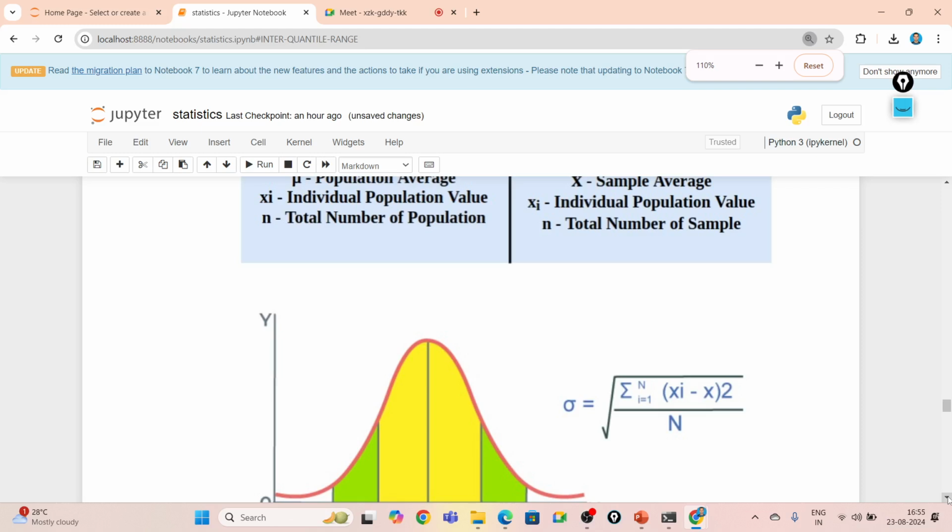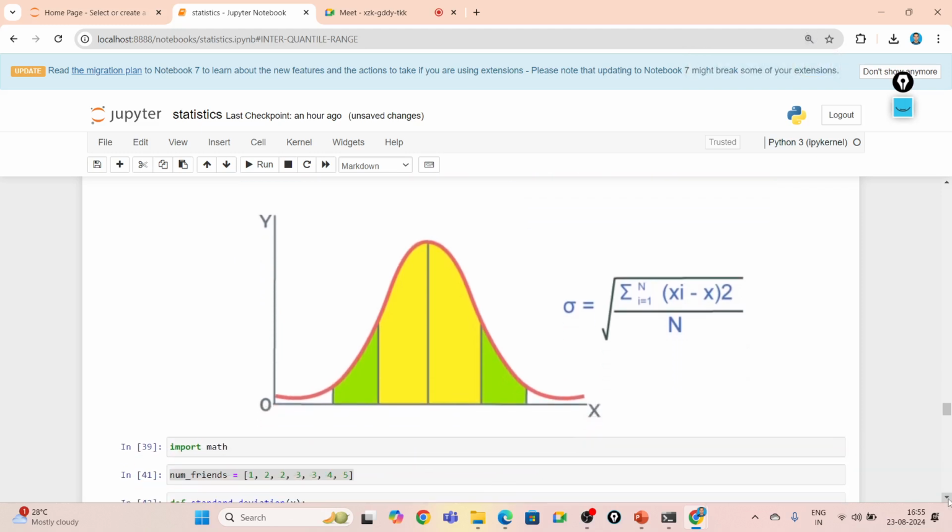Just a minute. Yeah, can you see this diagram? Yes, we are expecting the diagram in this way. So we are having a standard deviation in this way.